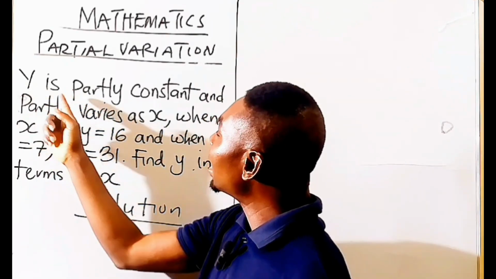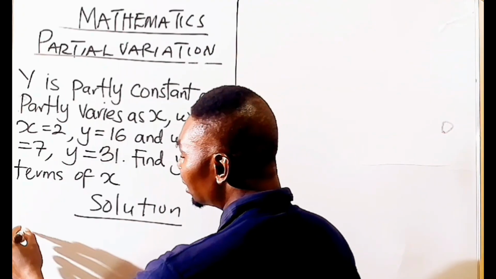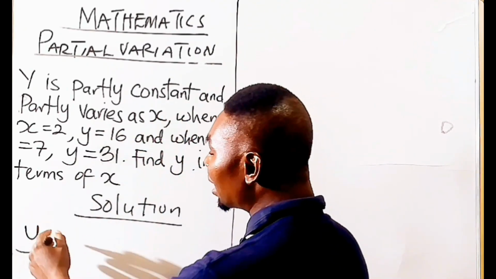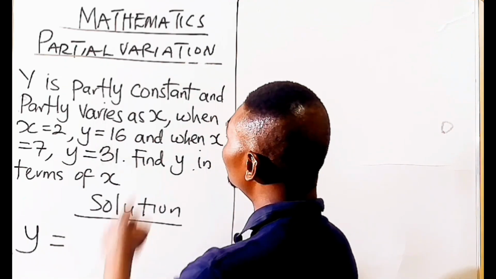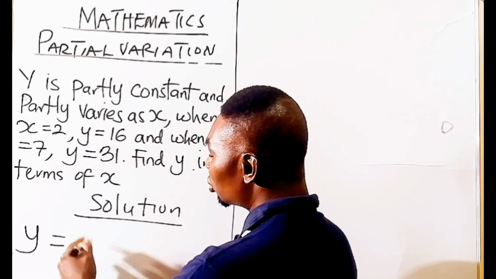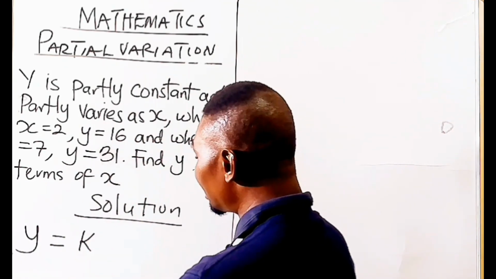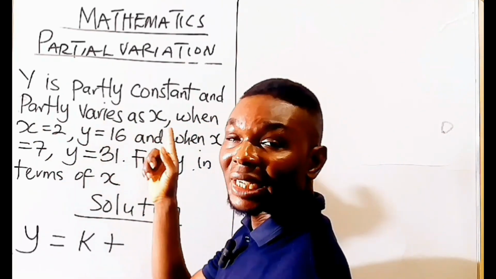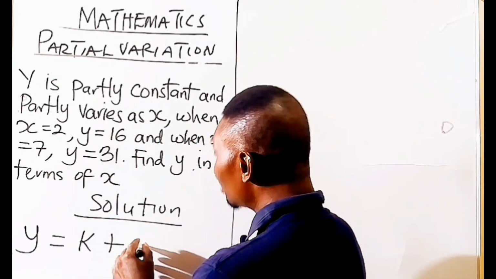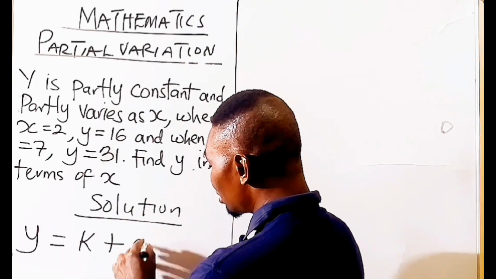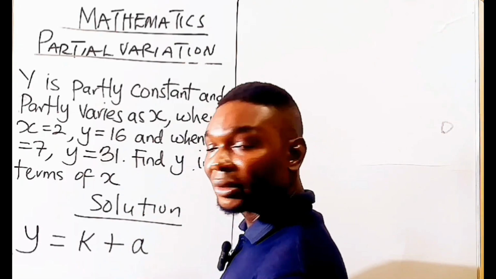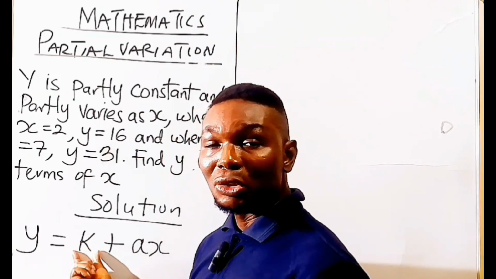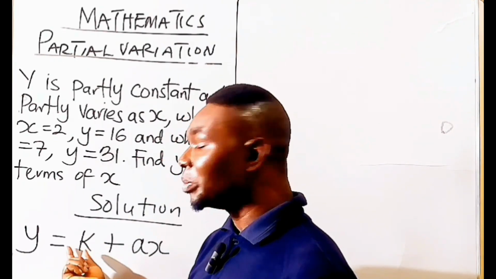So, to solve this question, we were told that y is partly constant. That is, y has a relationship with the constant. That is, y is equal to, let's say the constant should be k, plus, and partly varies as x. Then you introduce a constant times what? The x. Here, we are supposed to introduce a constant. Let's say let the constant be b.